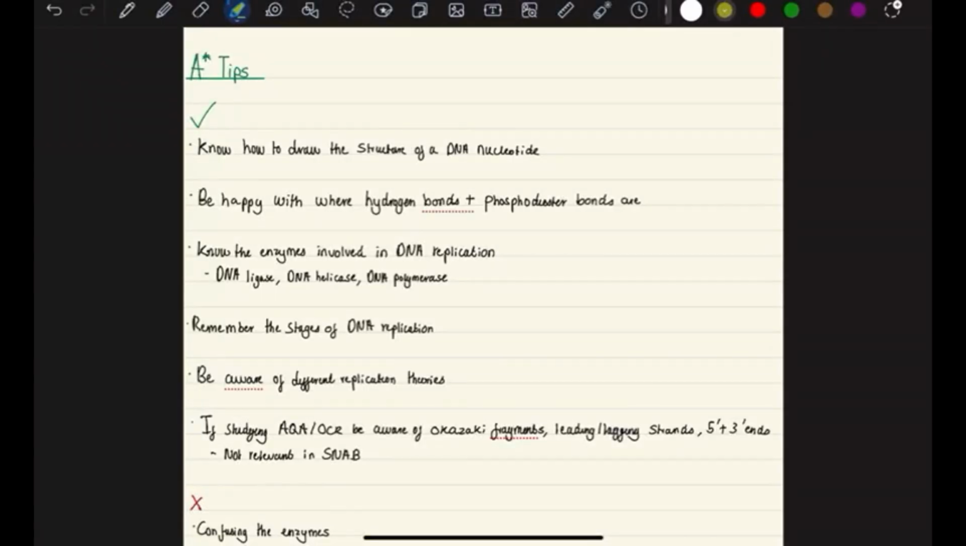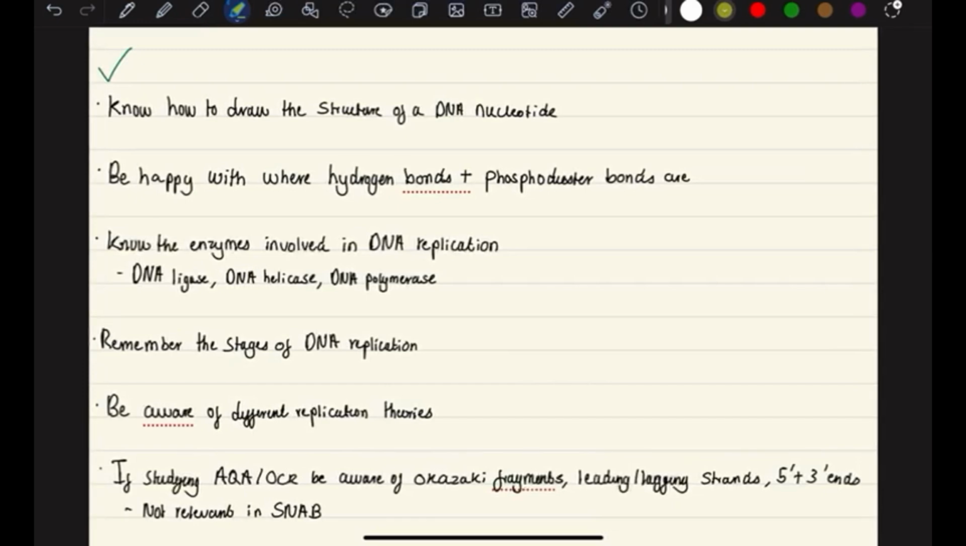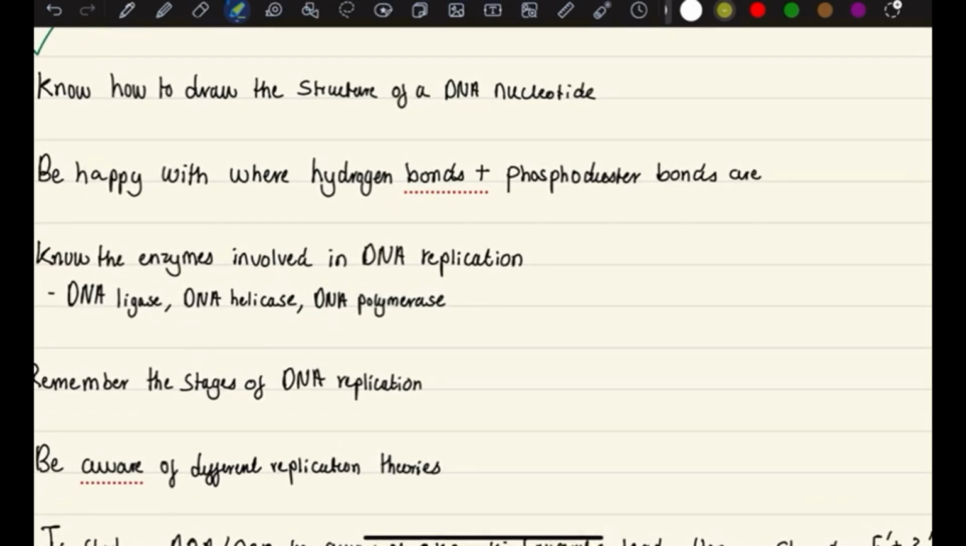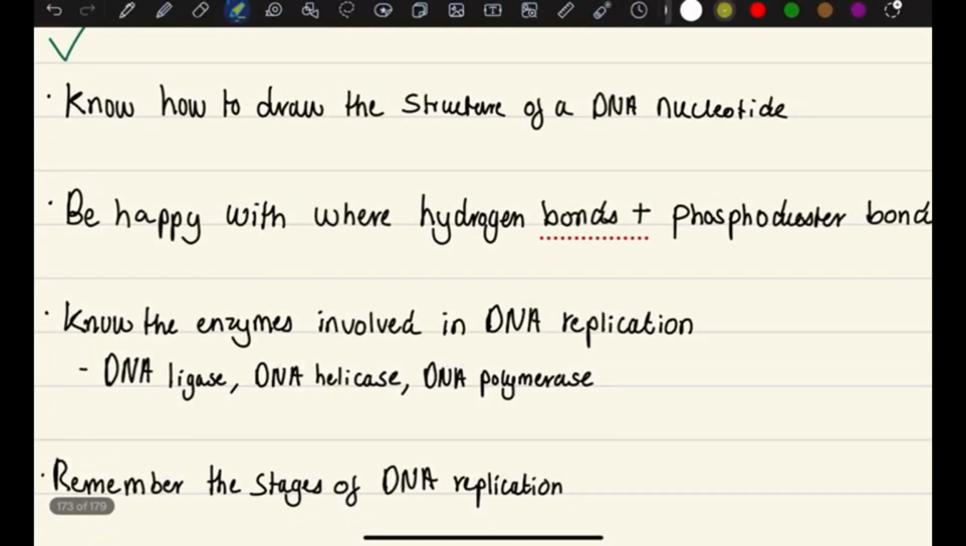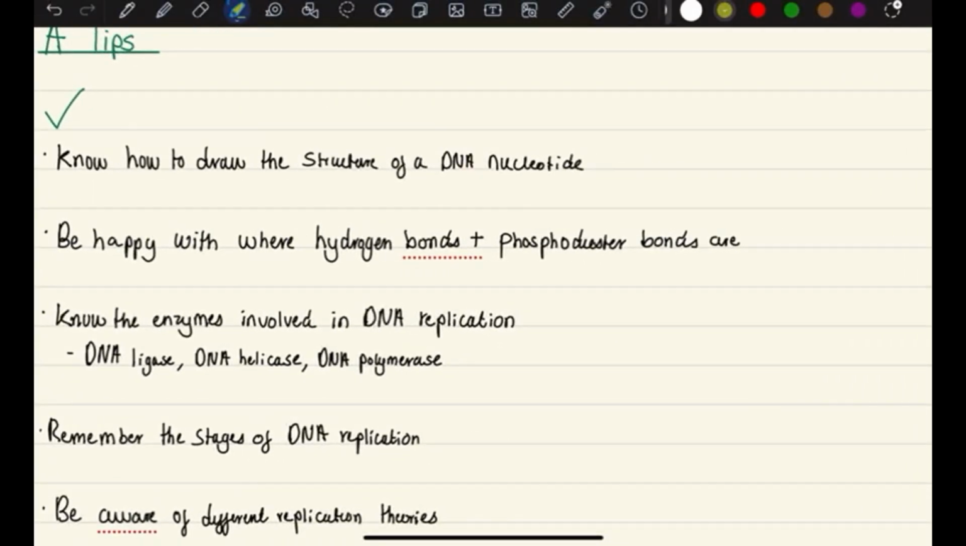And let's finish off with the A-star tips. I won't keep it too long, but literally knowing how to draw out that DNA nucleotide is going to save you so much time. Literally just be able to do it. Hydrogen bonds, phosphodiester bonds. With biology, you're going to learn about a bunch of different bonds. So you need to be able to pinpoint where this bond is and what it forms between. Make sure that you are very comfortable with knowing that. The phosphodiester bond is between the deoxyribose and the phosphate. Know that the hydrogen bond is between the nitrogenous bases.